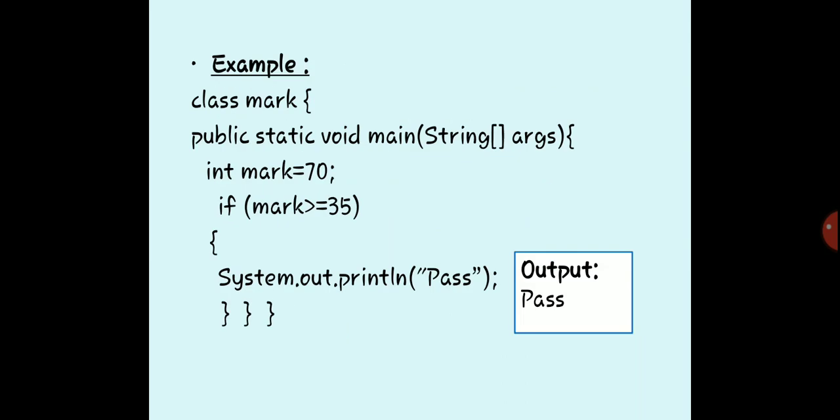Now, this is the example for simple if. The class is Mark. In the main function, we declare a variable mark having the value 70. We check if the mark is greater than or equal to 35, and then it prints pass. If it is less than 35, it will not print anything. It will just move on executing the next statements after the if. So for this value 70, I get pass because it is greater than 35.